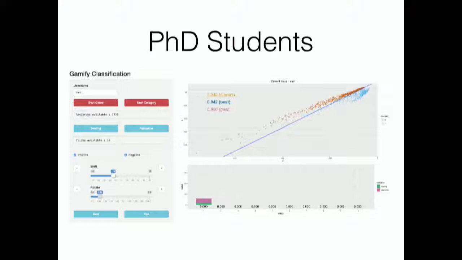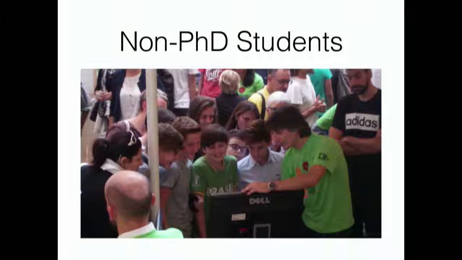So with PhD students, we designed an interface in a classic Shiny way where you have the controls on the left and the visualization in the center. Then the user could buy training and validation points with a finite amount of resources. And then they could choose the line with sliders.